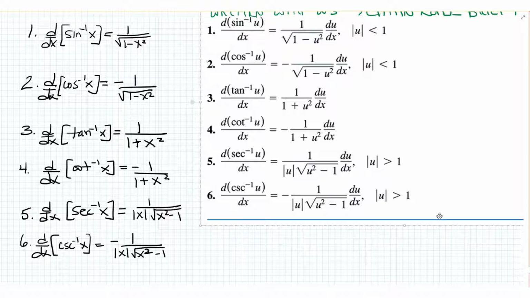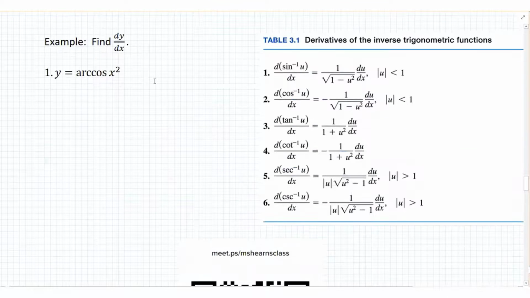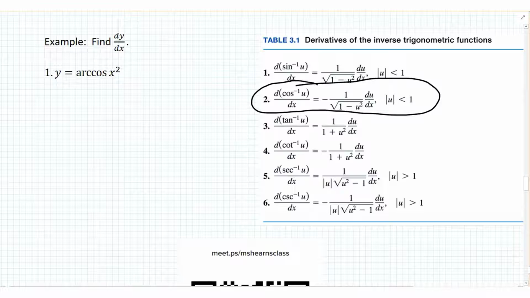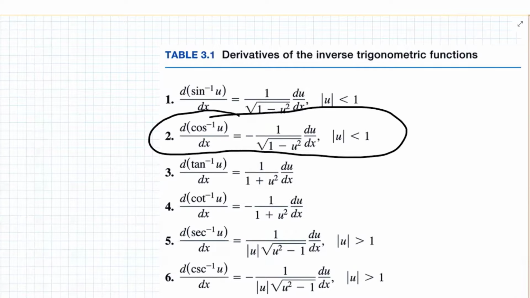Okay, so if I ask you to find the derivative of an inverse trig function, if you already have this formula, what do you do with it? For example, here I have y equals arc cosine of x squared. How would I find that derivative? We're going to focus our attention on this formula here. The derivative of the inverse cosine of u is -1 over the square root of 1 minus u squared, times du dx, where the absolute value of u is less than 1. I know it looks messy, but just take it one step at a time.